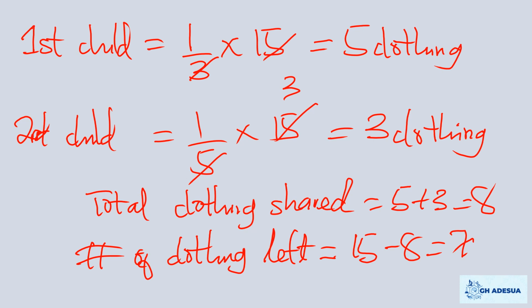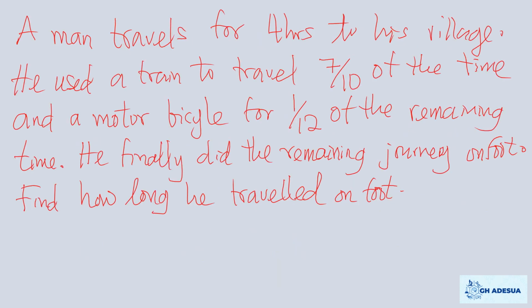All right, let's try another example. So the man travels for 4 hours to his village. He used a train to travel 7/10 of the time and a motorbicycle for 1/12 of the remaining time. He finally did the remaining journey on foot. Find how long he traveled on foot. So after pausing the video, then we look at the solution.